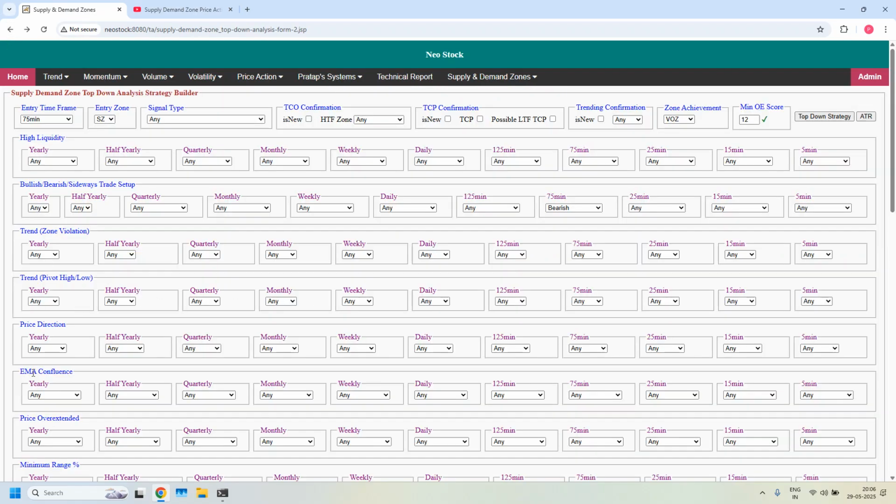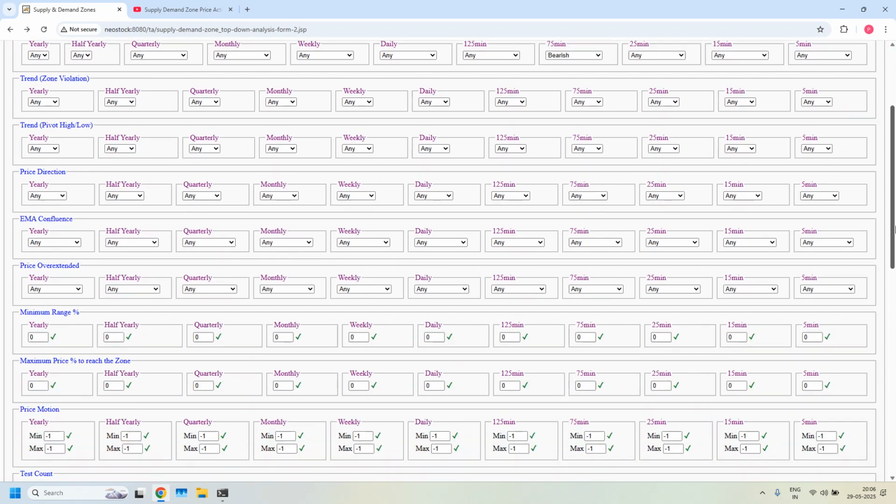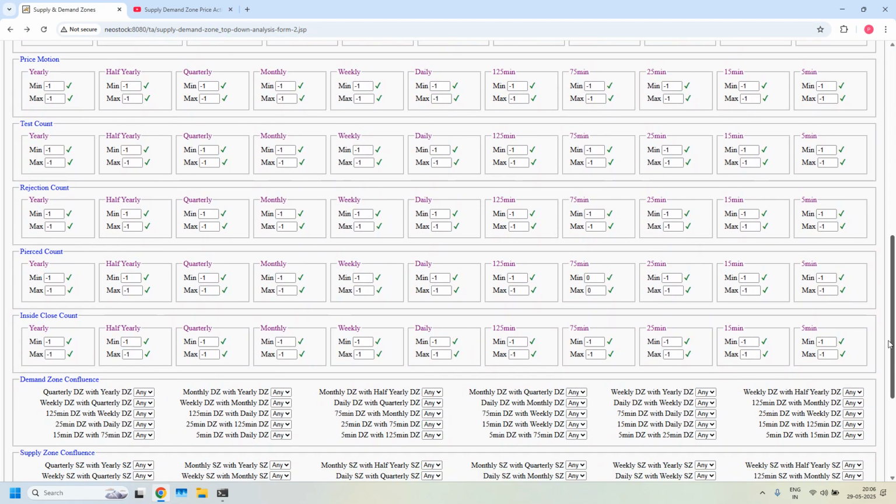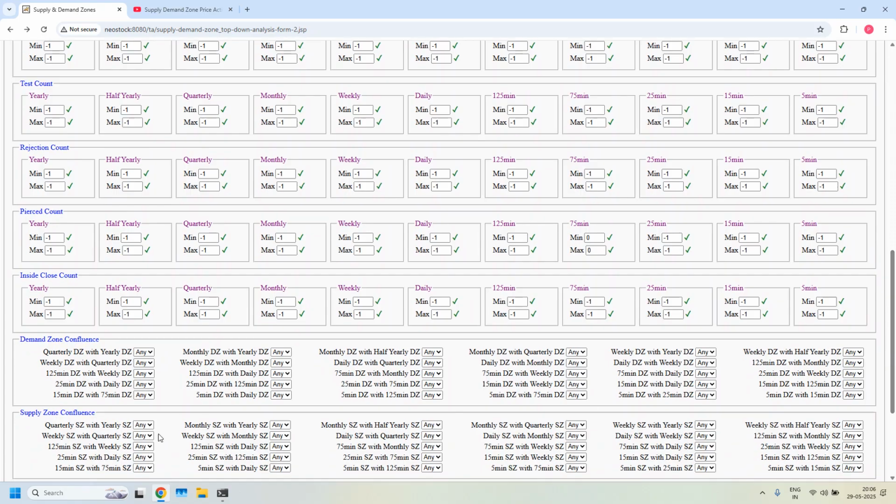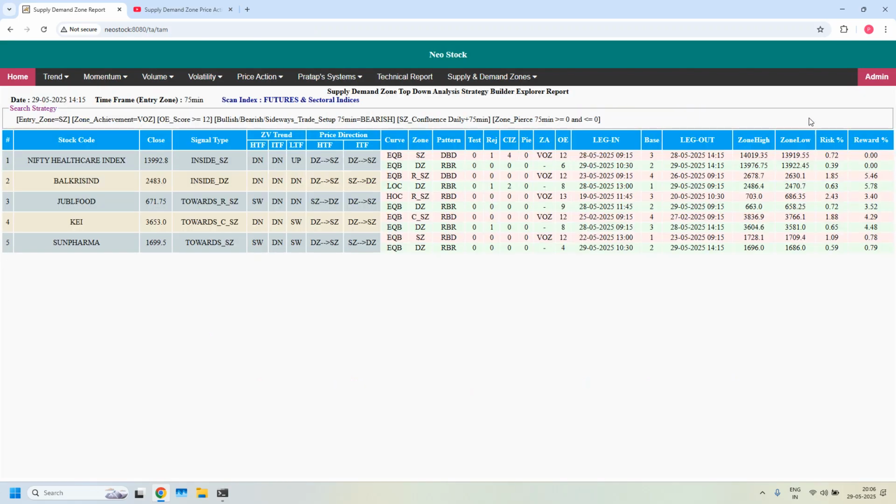So I'm going back. In the supply zone, this time supply zone confluence, because entry time frame zones are supply zones. So we need to check if the 75 minute supply zone has a daily supply zone or not. This filter is applied on the 5 stocks. And now all 5 are filtered. That means in all the 5 stocks, these 75 minute supply zones overlapped with the daily supply zones. And the daily trend, the ITF trend, is down in all the stocks.